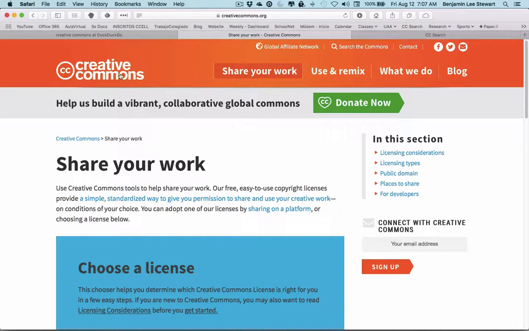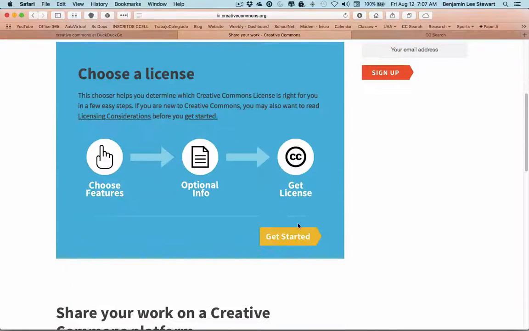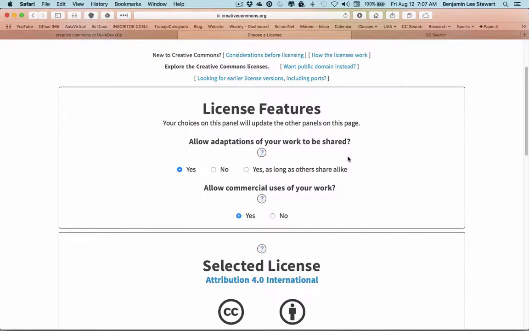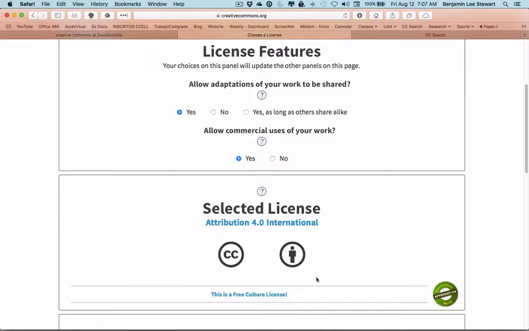So looking here at the main page, if you click on share your work towards the bottom and click on getting started, it gives you an option to choose different types of licenses, because there are different variations of Creative Commons license that the author can use. And what I'd like to do is show you the different types of icons that are typically associated with the different types of Creative Commons license.